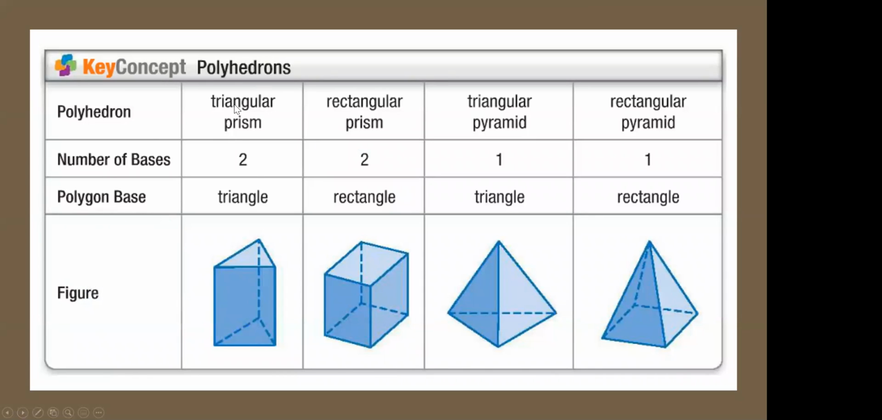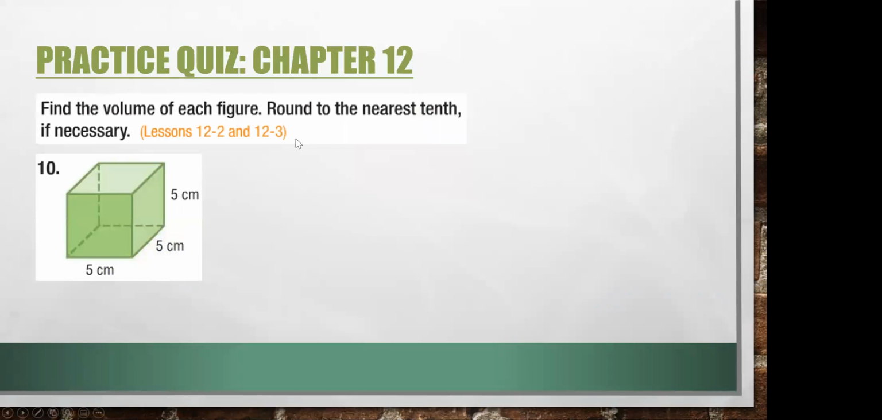Okay, so we have triangular prisms where the base is a triangle. We have rectangular prisms. The bases are rectangles. We have triangular pyramids where the base is a triangle, and rectangular pyramids where the base is a rectangle, but the faces here would be triangles. Okay. All right, so here we have a rectangular prism. Okay.